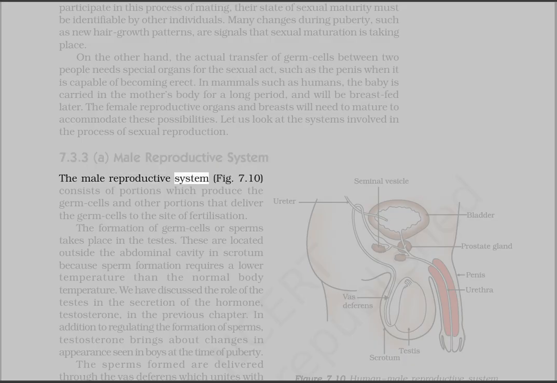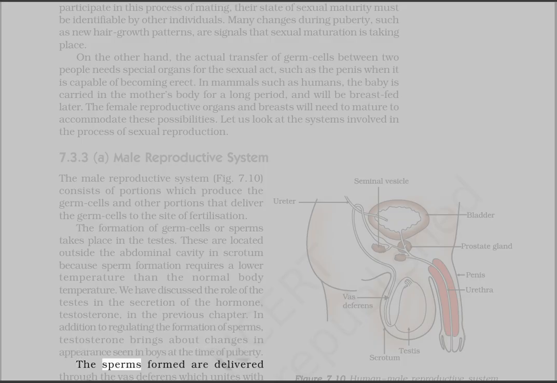The male reproductive system, Fig 7.10, consists of portions which produce the germ cells and other portions that deliver the germ cells to the site of fertilization. The formation of germ cells or sperms takes place in the testes. These are located outside the abdominal cavity in the scrotum because sperm formation requires a lower temperature than the normal body temperature. We have discussed the role of the testes in the secretion of the hormone testosterone in the previous chapter. In addition to regulating the formation of sperms, testosterone brings about changes in appearance seen in boys at the time of puberty.